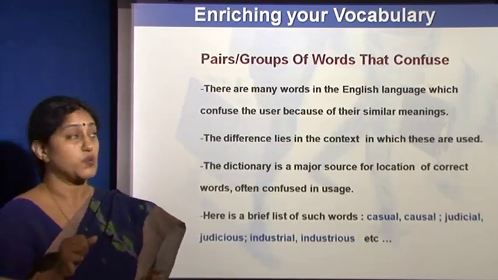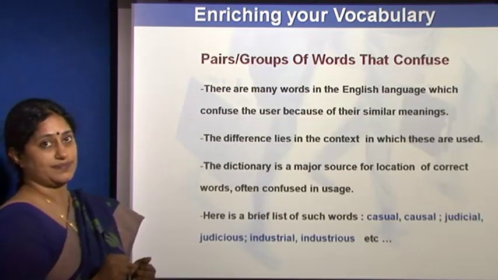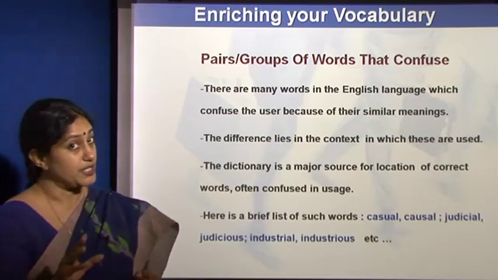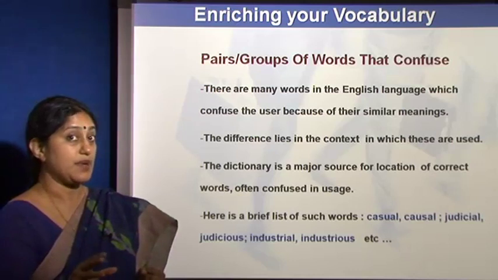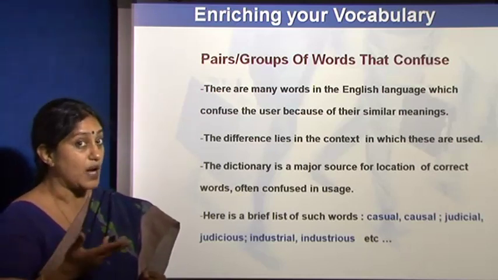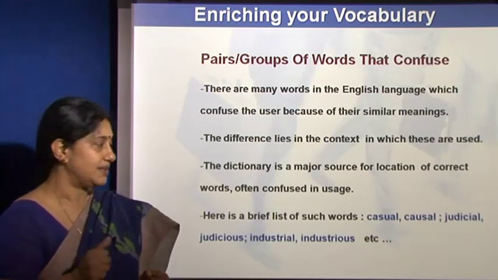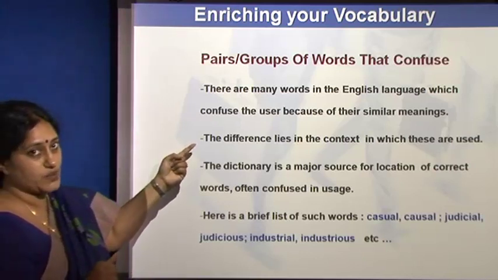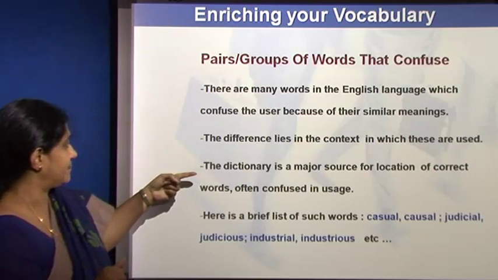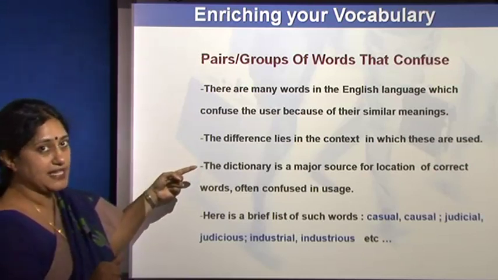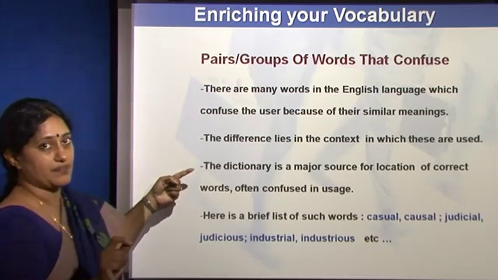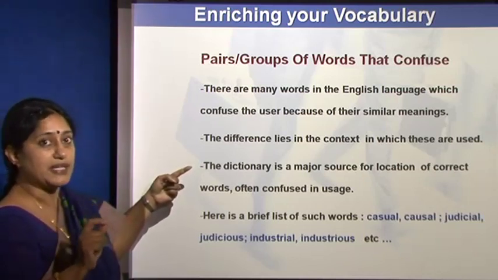Pairs, groups of words that confuse. There are many words in the English language which we need to be careful about. Some may be homophones, they may sound the same but they are different. The difference lies in the context in which they are used, and we'll see some of them. And to understand their meanings, the best source is the dictionary, and then using them so that we are clear about their meanings later.